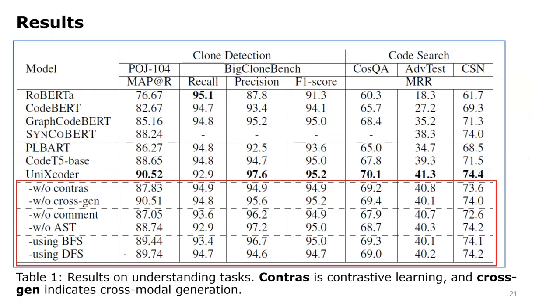We see here, in the case of code understanding, we have clone detection and code search. So in most of the results, UniXcoder is dominant. Most of the results, except this recall metric. All of the results are outperforming the existing models.